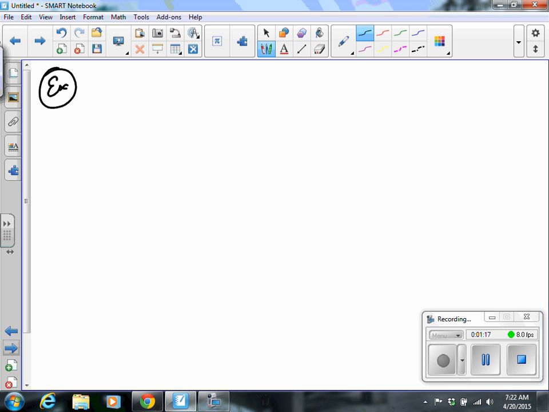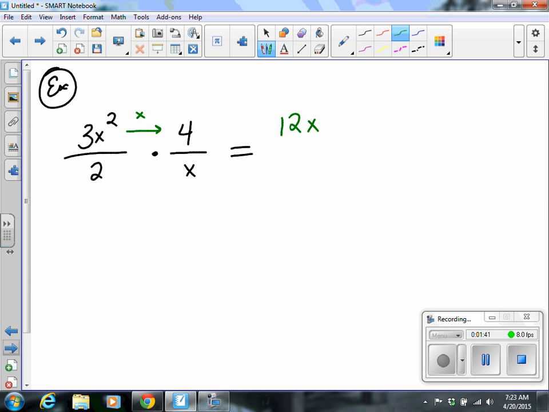So for example, let's say that I had 3x squared over 2 times 4 over x. So remember, the first step I said was to multiply straight across. So when I'm doing this, I'm going to go ahead and multiply 3 times 4, which gives me 12. And I don't have any other x's to multiply straight across, so it's just x squared. Now I'm going to do that same thing on the bottom. So I have over 2x.